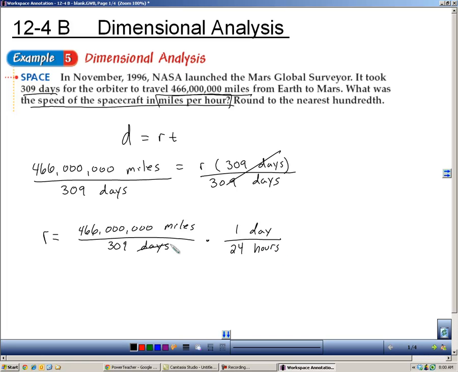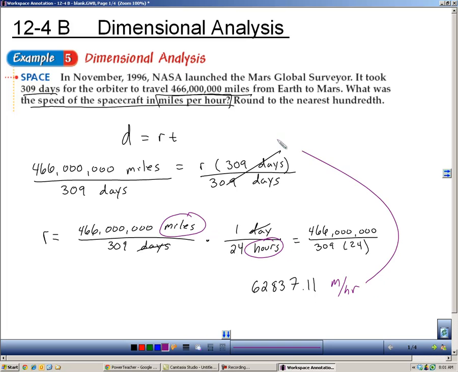So now we can cancel day and day, and we're left with a solution that will be in miles per hour. So now we'll take these values and plug them into a calculator. When I do that, I get 62,837.11. And now how should we label it? We should label it miles per hour, which is exactly what I wanted to find.